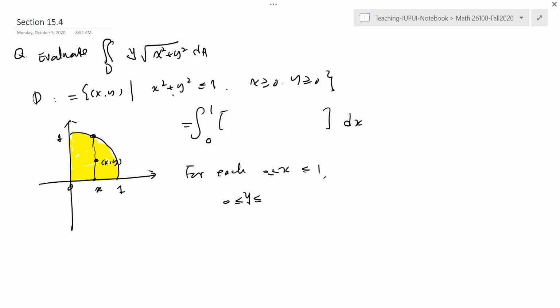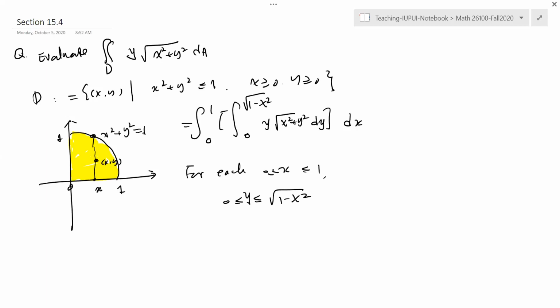You can solve from this equation, because for this circle the equation is x squared plus y squared equals 1. So you have to solve for y in terms of x. It's going to be the square root of 1 minus x squared. So this should be 0, and this is the square root of 1 minus x squared, in the y.